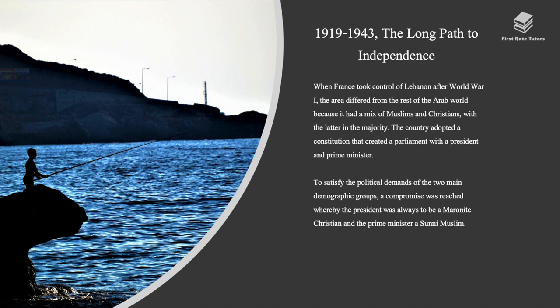Between 1919 and 1943, when France took control of Lebanon after the First World War, the area differed from the rest of the Arab world because it had a mix of Muslims and Christians, with the latter in the majority. The country adopted a constitution that created a parliament with a president and prime minister. To satisfy the political demands of the two main demographic groups, a compromise was reached whereby the president was always to be Maronite Christian and the prime minister a Sunni Muslim.